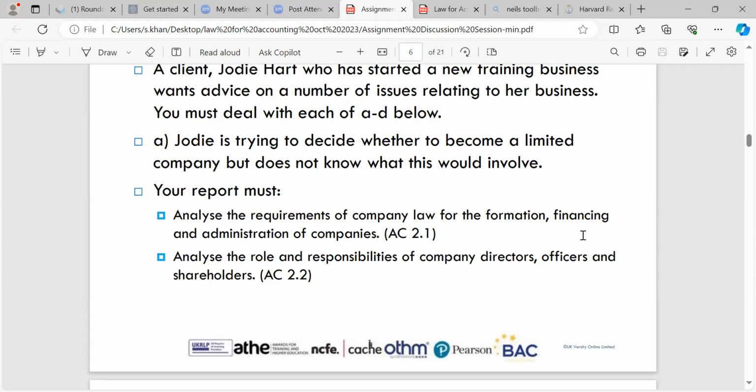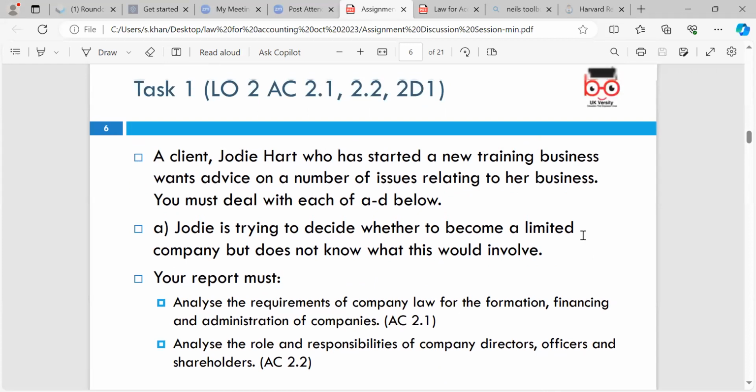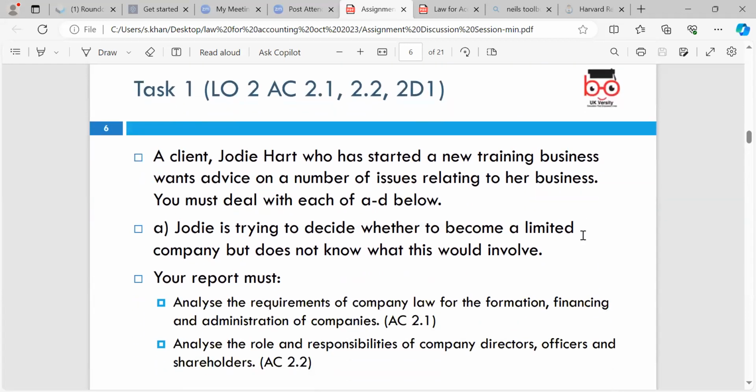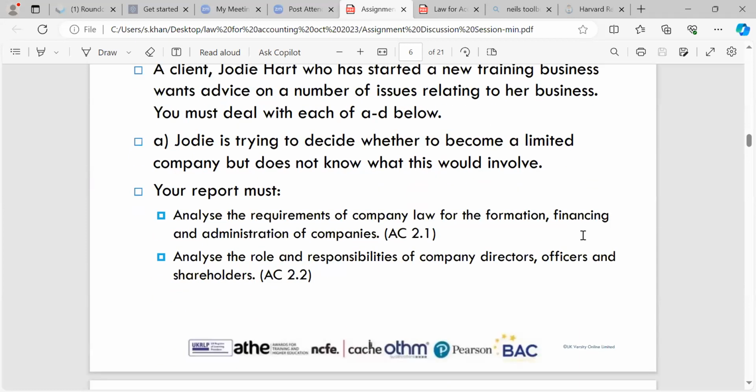You don't have to write the question out. Put task 1, and then within task 1, you'll put this heading: analyze the requirements of company law for the formation, financing, and administration of companies. And that's AC 2.1. You need to put that in. Do you understand? Okay, so that needs to be your heading. You would put task 1, then LO2, AC 2.1, 2.2, 2D1, and then you will do that.